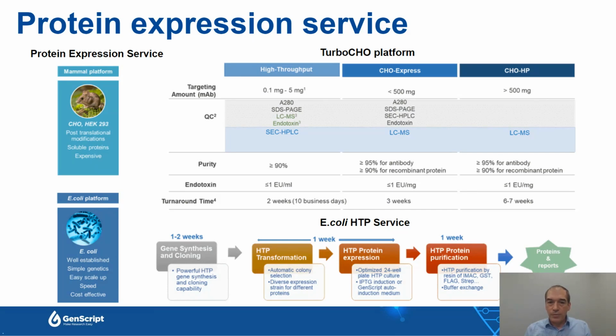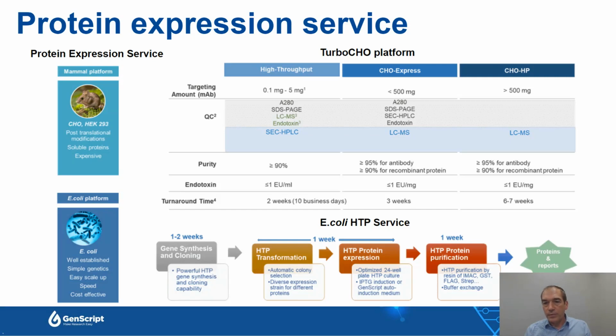The mammalian expression platform with either HEK or 293 or CHO cells, or the E. coli expression platform. We also offer insect cell expression platform, baculovirus-based. But a little bit more detail on the TurboCHO platform, which is very popular at the moment. We have various levels of service, from very small quantities to increasing level of quantities, the high throughput, CHO Express, CHO HP, that can produce progressively higher amounts of protein.